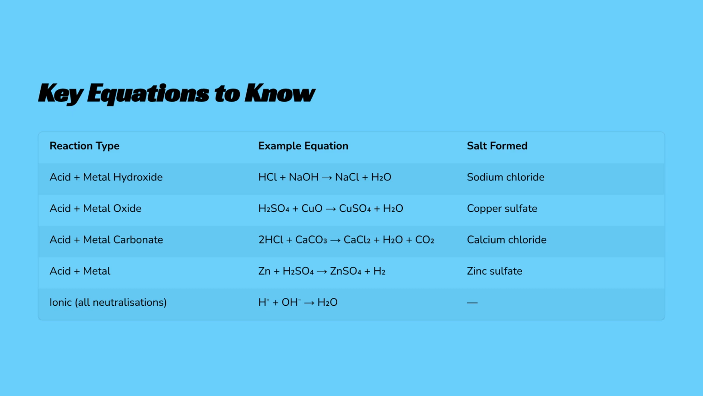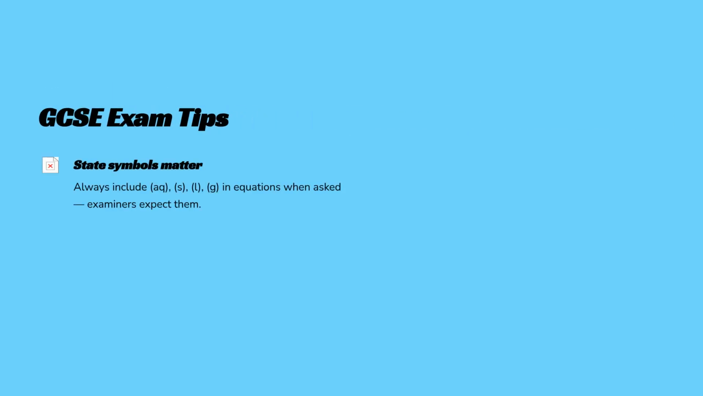Here are key equations to remember. Reactions between acid and metal hydroxide, metal oxide, and metal carbonate all produce a salt. The ionic equation H+ + OH- yields H2O is common to all neutralizations. For exams, always include state symbols in equations.